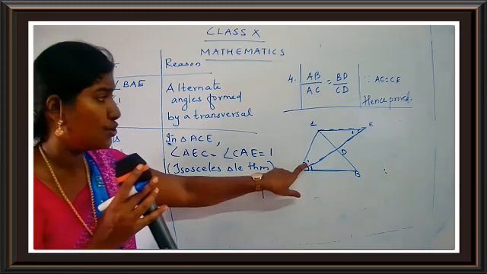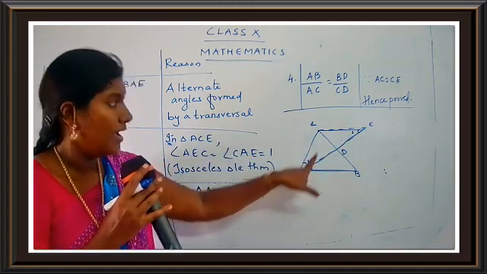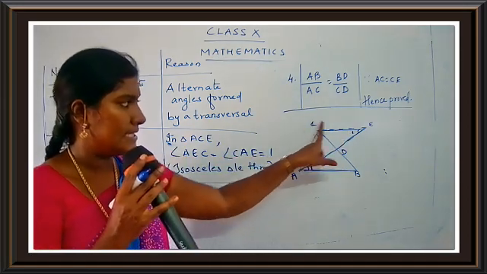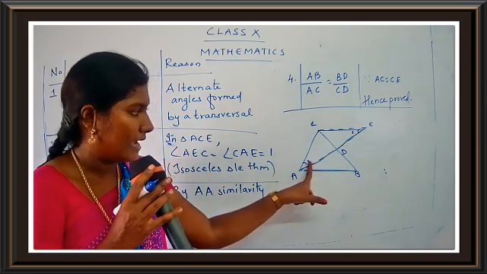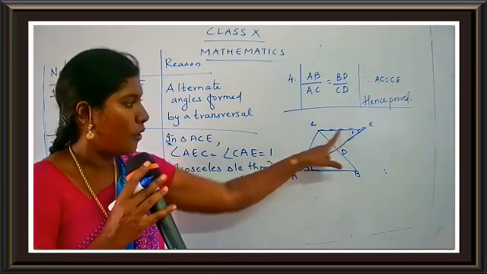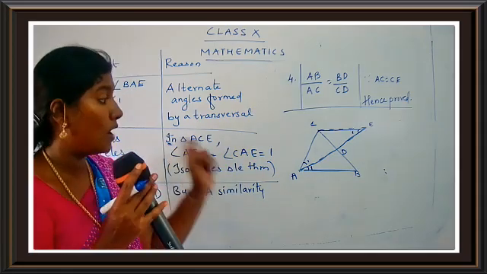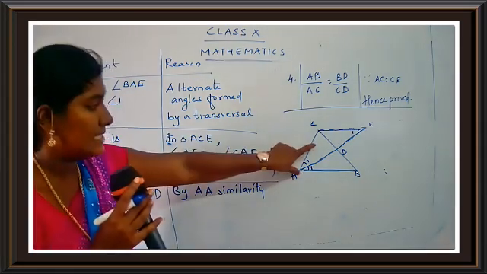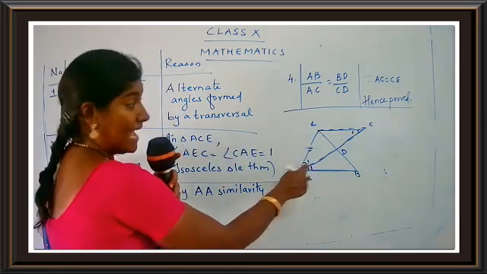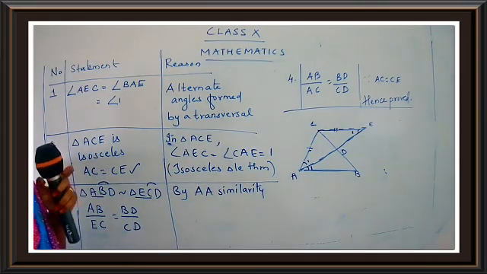Once you show the two angles are equal, see here, from this angle 1, I made this angle 1. So now when I consider this triangle ACE, I have two equal angles. If you have two equal angles, the opposite sides of the angles will be equal. So AC is opposite to angle 1, and CE is opposite to this angle 1. So AC is equal to CE. This is by the isosceles triangle theorem.